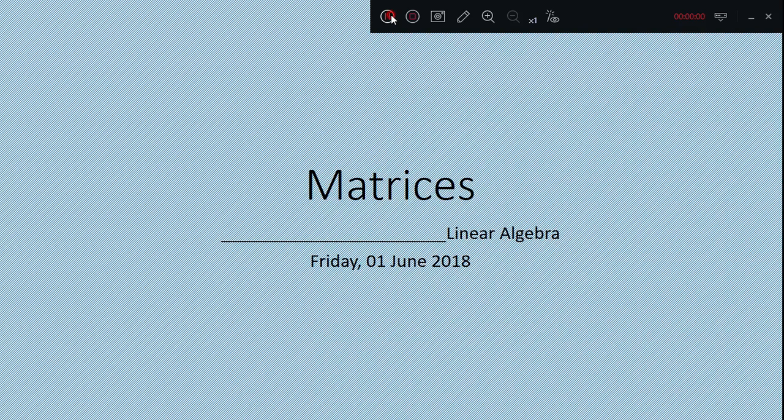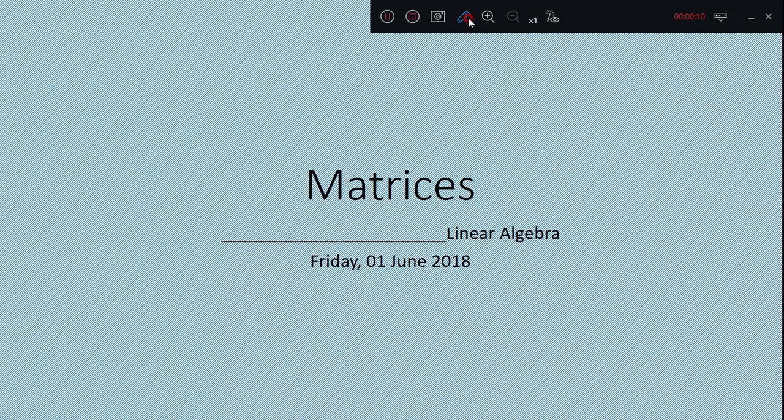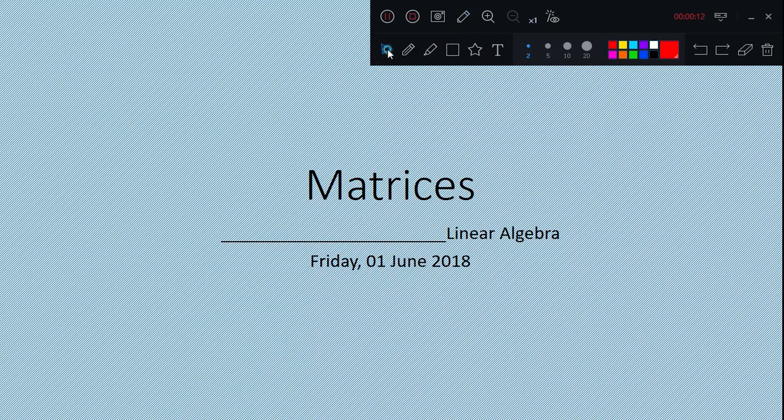Hello friends, today I'm going to tell you about matrix or matrices. Well, matrices is the plural of matrix, and since matrix is global and can be used in any context, today we are going to see matrix in linear algebra.